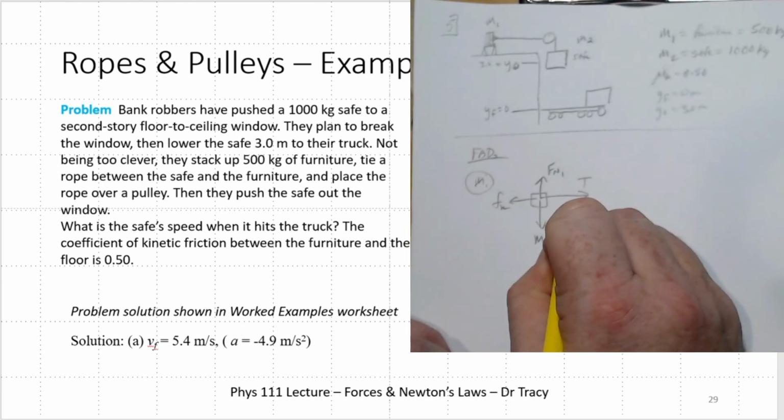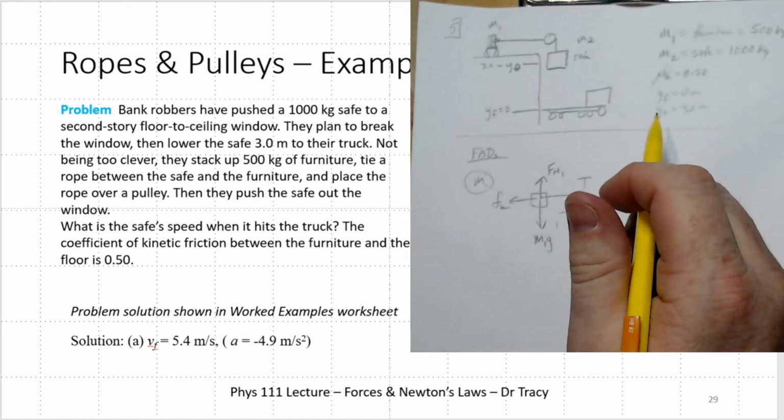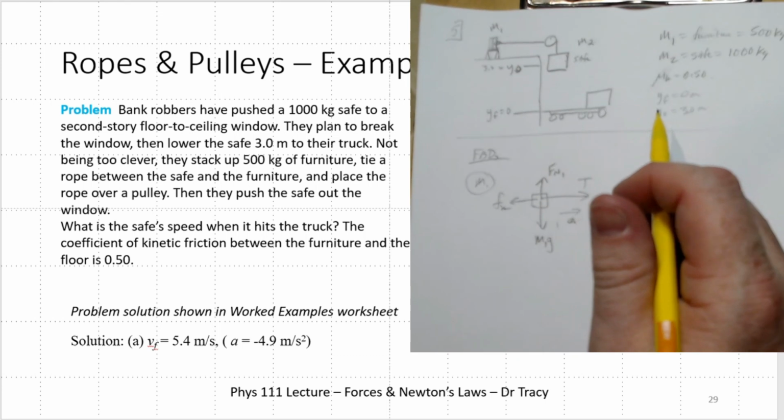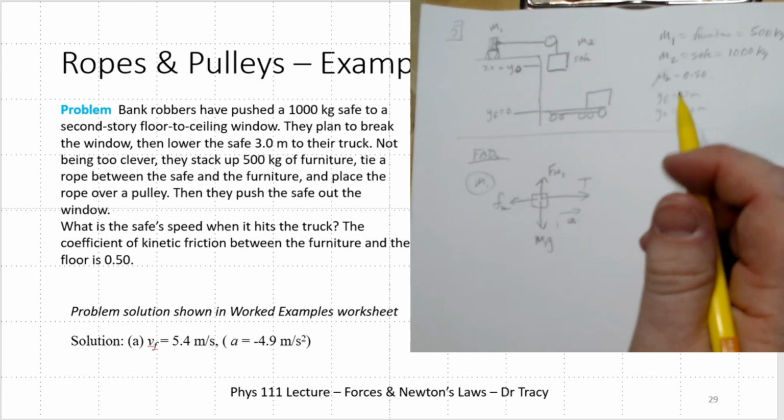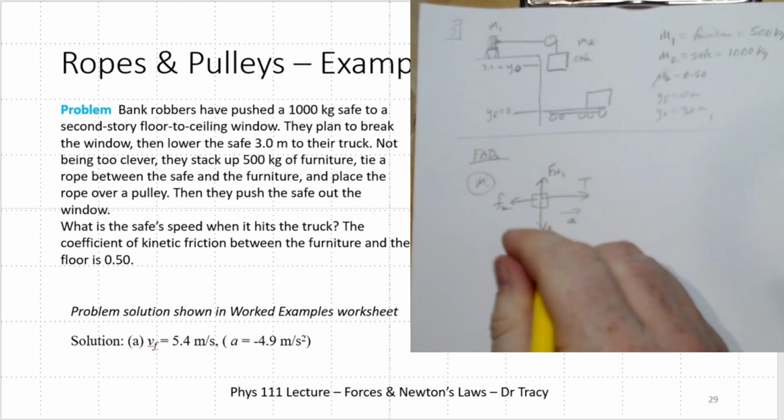Acceleration is going to go to the right. And in this case, it says how fast is it going when it hits the truck. So we're going to presume acceleration. And we're going to call this sum of forces in the x is accelerating.